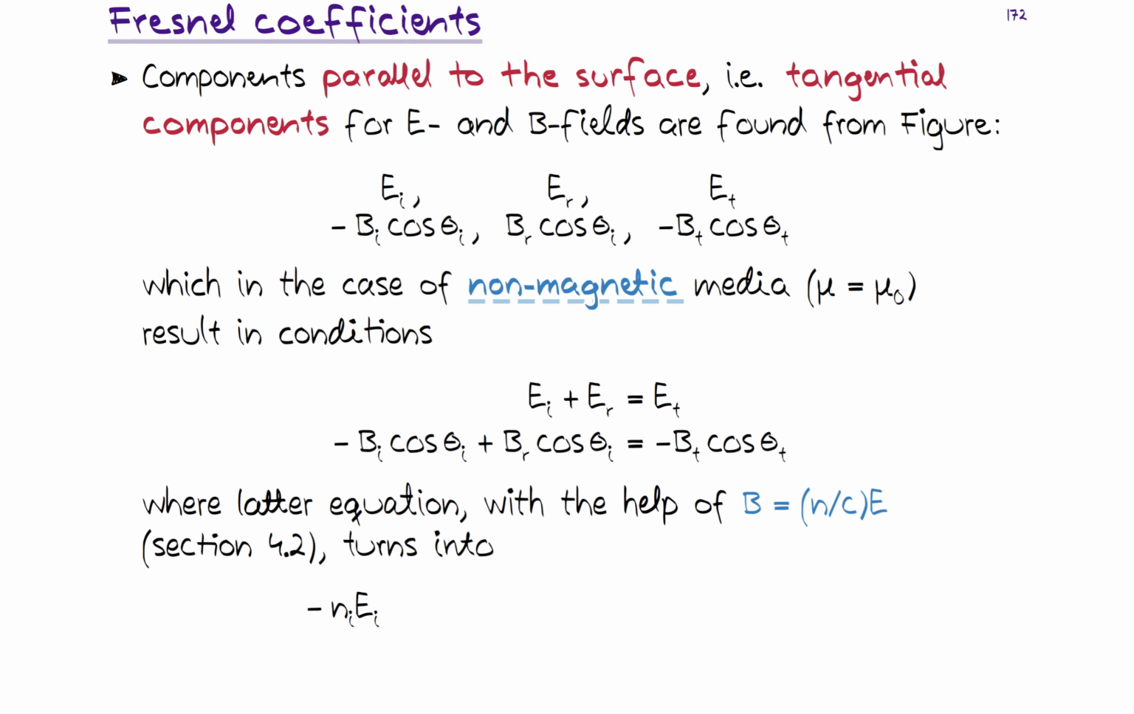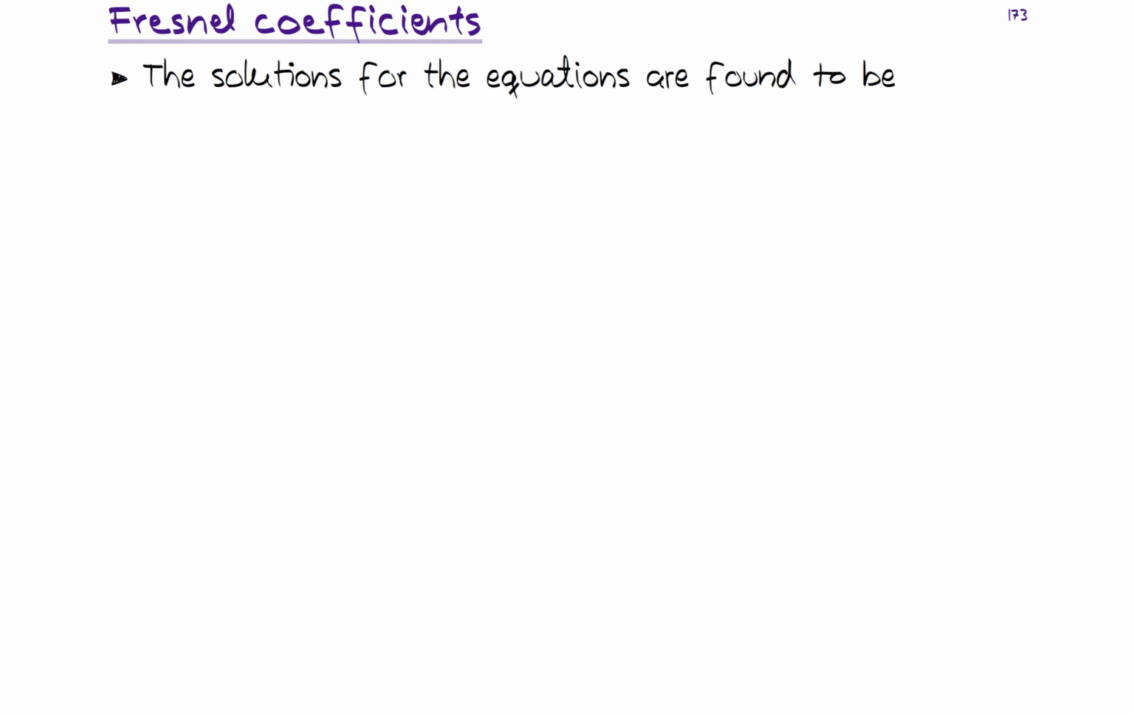So that gives me Ni times Ei times cosine of theta i, plus Ni times Er times cosine of theta i, must be equal to minus Nt times Et times cosine of theta t. So this is what I got from the continuity equations applied to the magnetic field components, that are the tangential components of the B field should be continuous at the interface of two dielectric media.